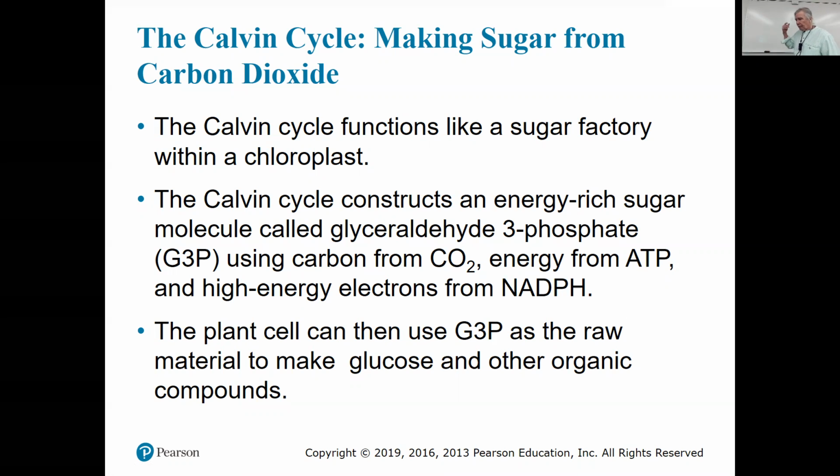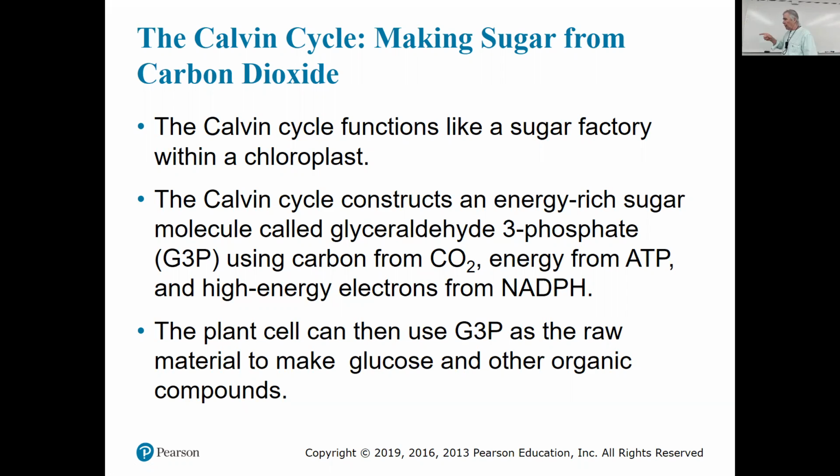So the Calvin cycle, making sugar from carbon dioxide, functions like a sugar factory within a chloroplast. And it's in the stroma of the chloroplast. Remember, the light reactions are in the thylakoid membranes of the thylakoid sacs. The Calvin cycle is in between those stacks, what's called the stroma.